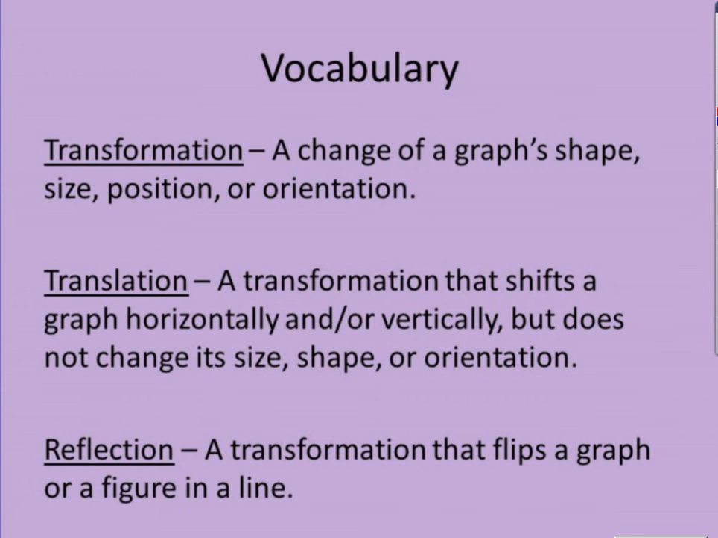Now we can take this graph and we can transform it. One way we can transform it is to do a translation. This is a transformation that shifts your graph horizontally or vertically, but does not change the size, shape, or orientation. A reflection is a transformation that flips a graph or a figure in a line.